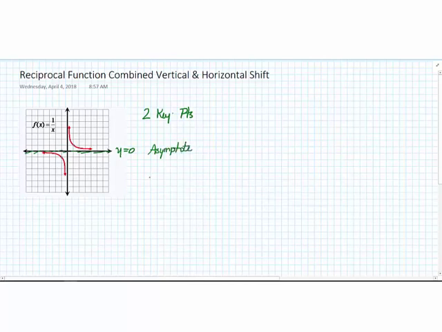We're going to have 2 key points and 2 asymptotes. Another asymptote on this graph is x equals 0. Does anyone know why this is an asymptote? Are you allowed to plug 0 into this function f? What would you get for f of 0? 1 divided by 0. What is that? It's not 0.